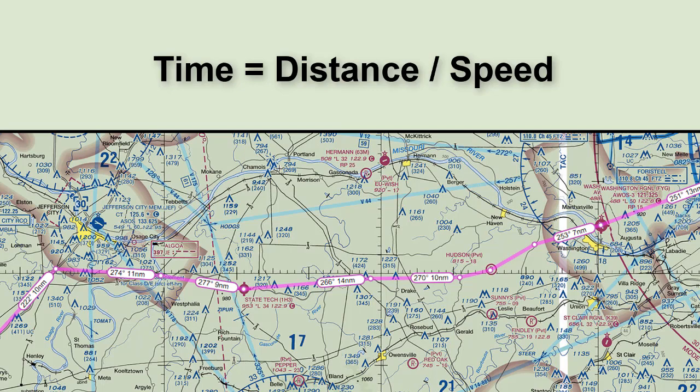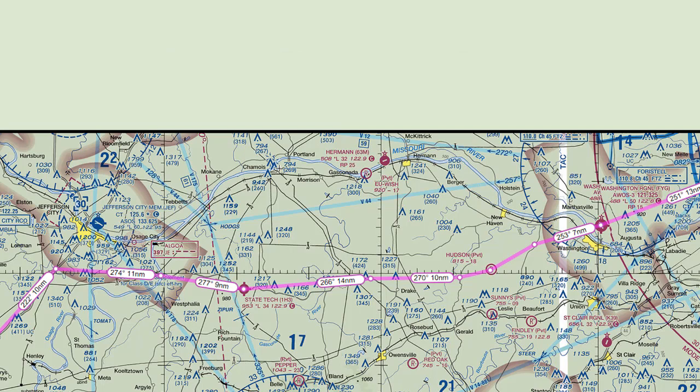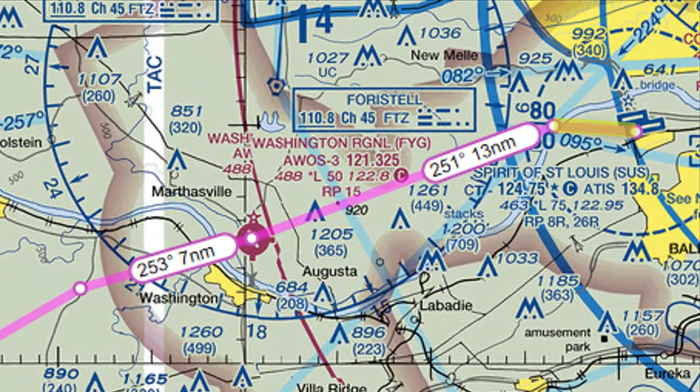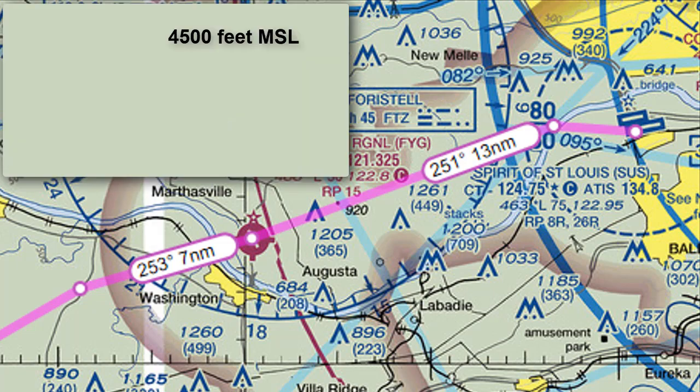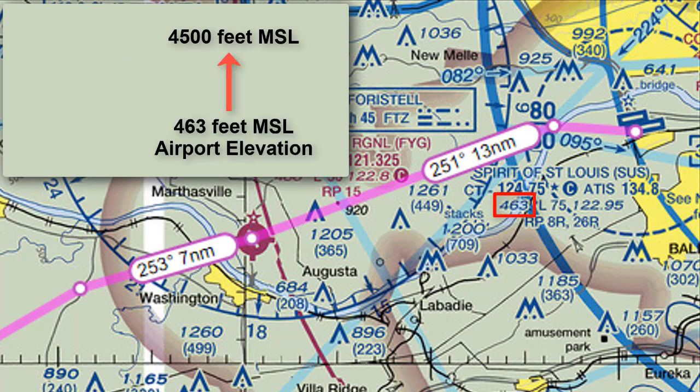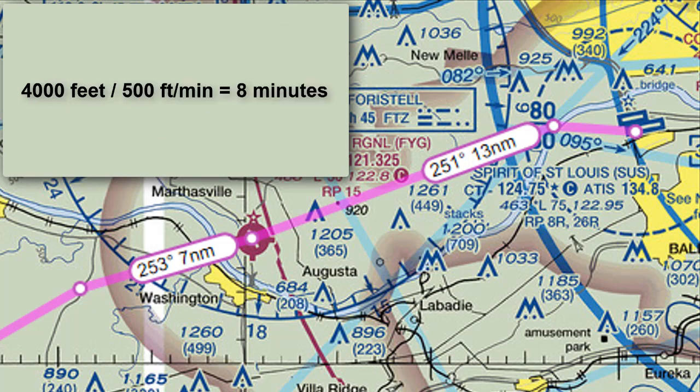Time equals distance divided by speed. Before we use that formula, for the first leg we have to factor the fact that we are climbing, so we will not be flying at 100 knots till we level off. To get to 4,500 feet from airport elevation of 463 feet is roughly about 4,000 feet. Climbing 500 feet a minute would be 8 minutes, so we will likely be past the river and therefore past our first waypoint and onto the second before we can level off at 100 knots.